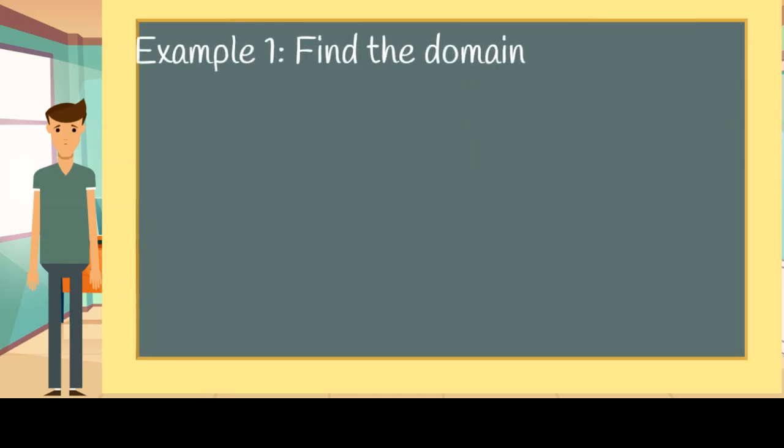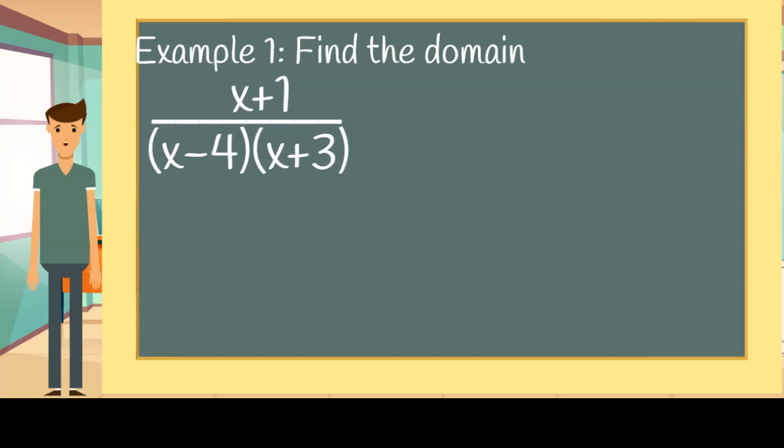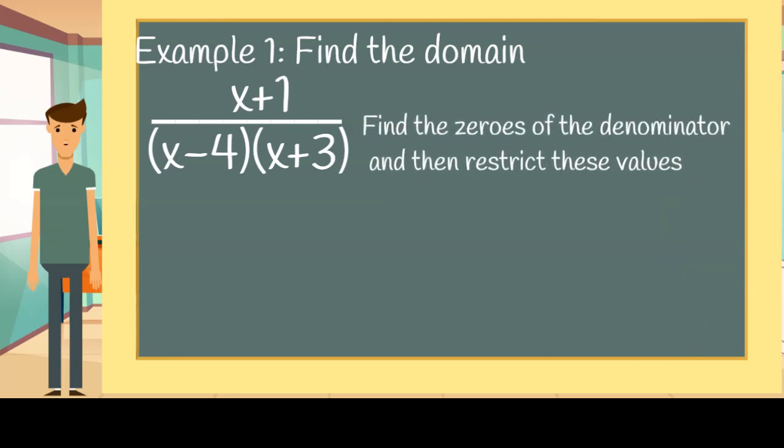Example 1. What is the domain of x plus 1, over x minus 4 times x plus 3? Find the zeros of the denominator and then restrict these values. Since the denominator is already in factored form, we can now apply the zero product property.